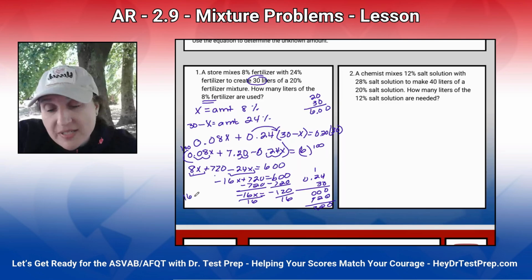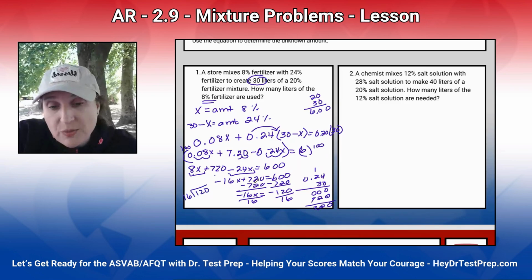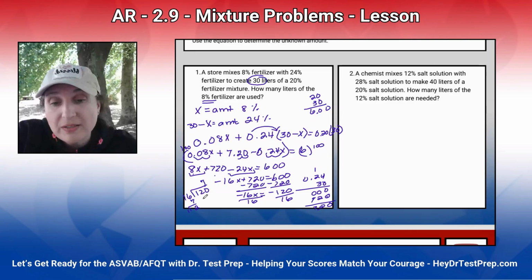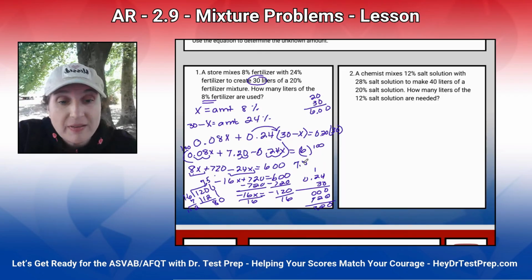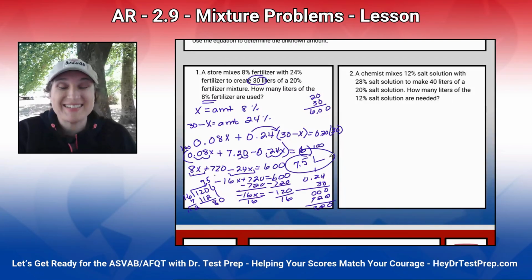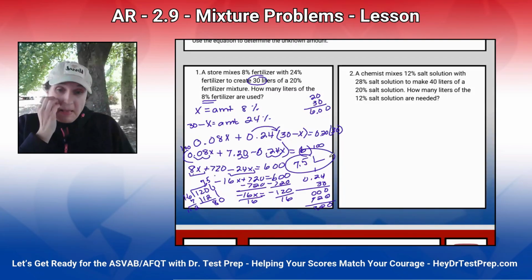So how many times can 16 go into 120? Well, if we do 16 times 7, only because I've done this problem before, we get 112. Bring down the 8. 16 into 80, and bring down the 0. 16 into 80 is 5. So we've got 7.5 liters is our answer in that problem. I'll write a little bit smaller in the next problem.